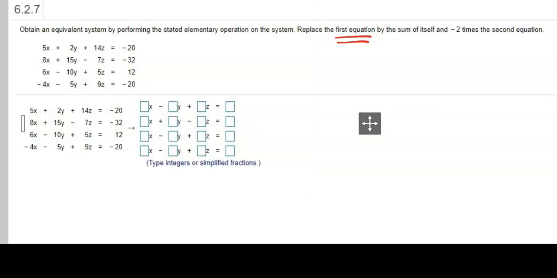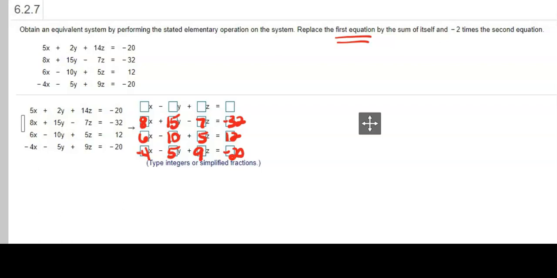I am going to write the second, third, and fourth. So the second is an 8, a 15, a negative 7, which is already negative, and a negative 32. Then I've got a 6, a negative 10, a 5, and a 12. Then I got a negative 4, a negative 5, a 9, and a negative 20.